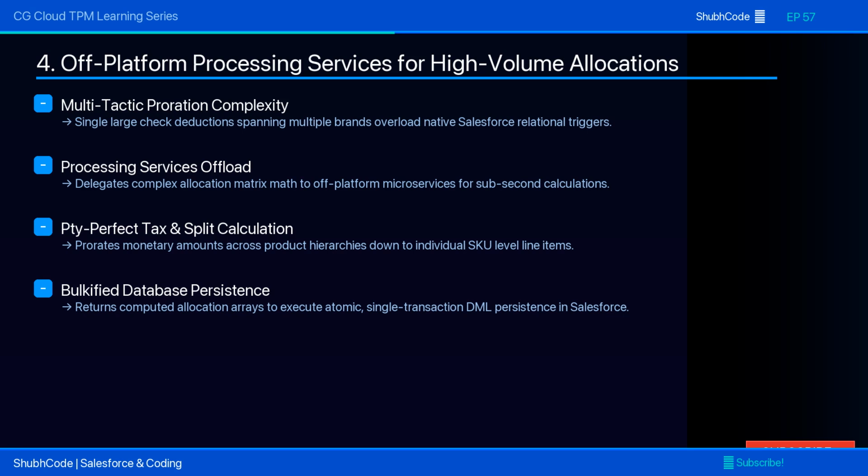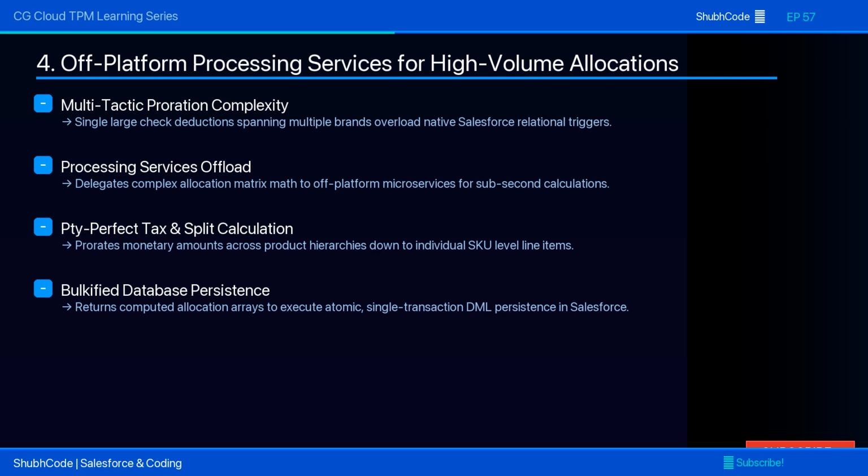What happens when a mega retailer like Kroger sends a single massive deduction check for $250,000 that spans 50 different promotion tactics across 20 separate product SKUs? If you attempt to calculate line item prorations, fund balances, dynamic tax adjustments, and G/L split allocations natively inside Apex triggers, you will hit the 10-second CPU time limit faster than you can say trade management. This is where Salesforce CG Cloud Processing Services or an off-platform AWS Lambda microservice becomes mandatory.